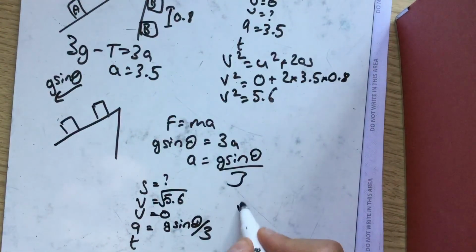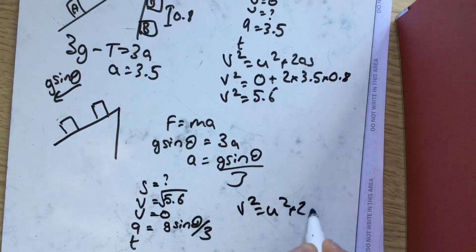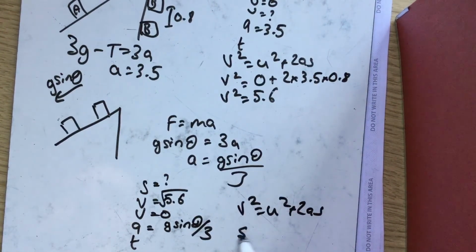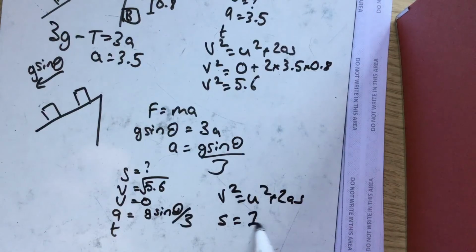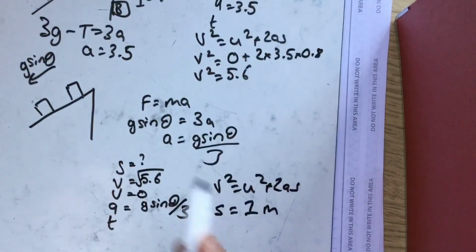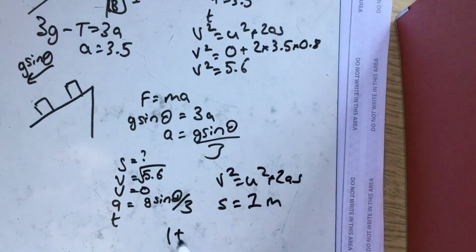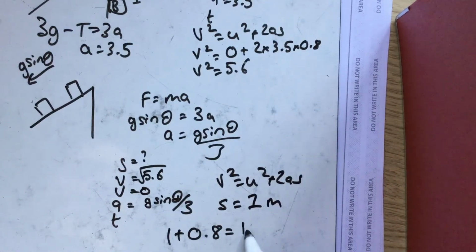And I do another v squared equals u squared plus 2as, which gives me an s of essentially 1. And then I need to remember that it travelled the 0.8 as well. So my final answer is 1 plus 0.8, which is 1.8 metres. Hope that helps.